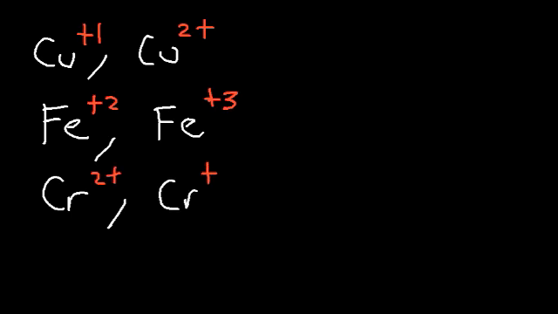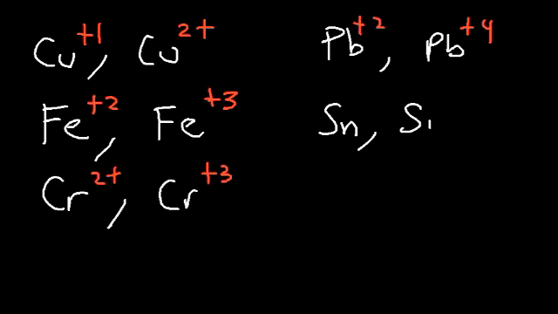Now lead is not a transition metal, but it does have variable or multiple oxidation states. The most common are the +2 and +4 oxidation states. And the same is true for tin, which is found in the same column as lead. It has the +2 and +4 oxidation state. And for cobalt, it's +2 and +3.